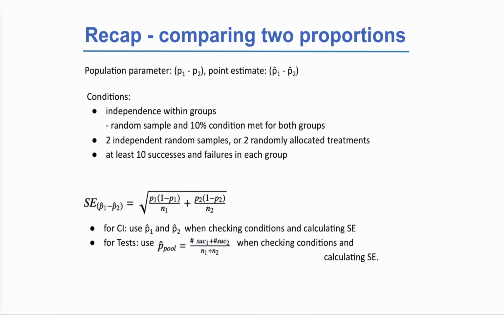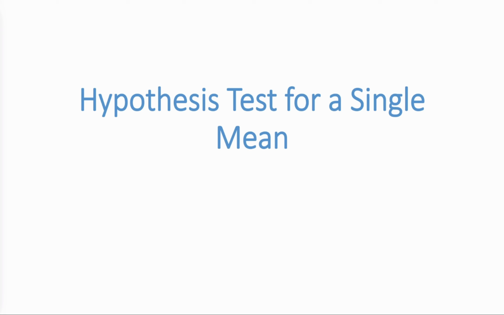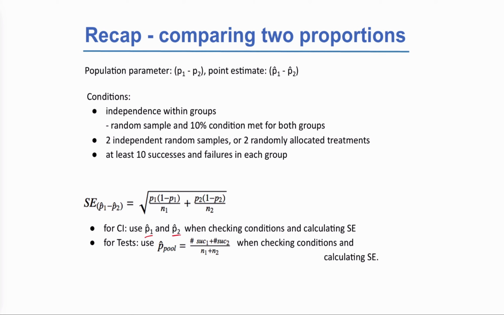And then for your standard error, use P1 hat and P2 hat for calculating the standard error. For hypothesis tests, you use P pooled in calculating your standard error as well as in checking the large counts condition. And that's it for the difference of two proportions.